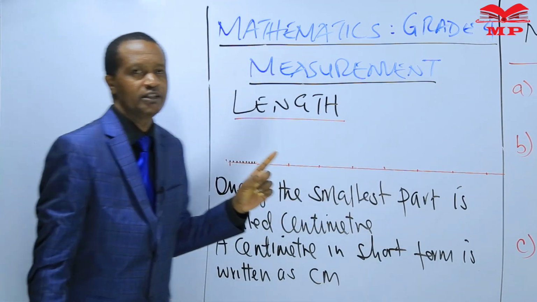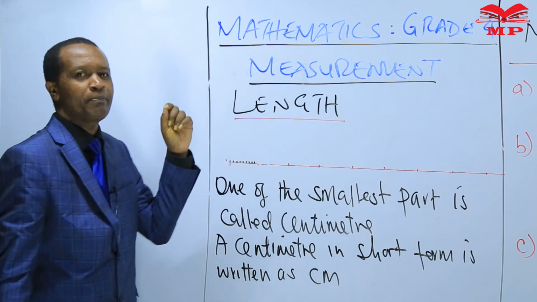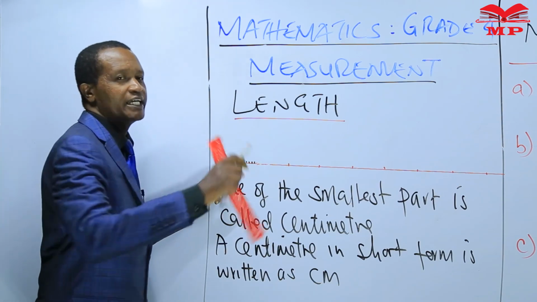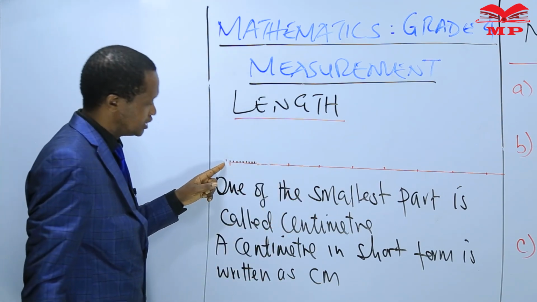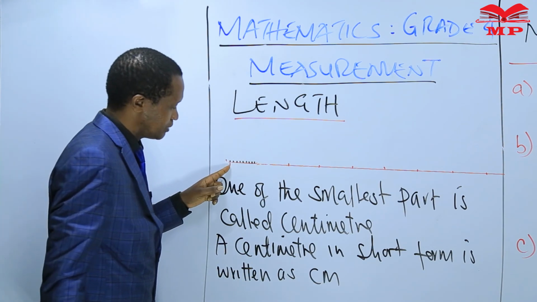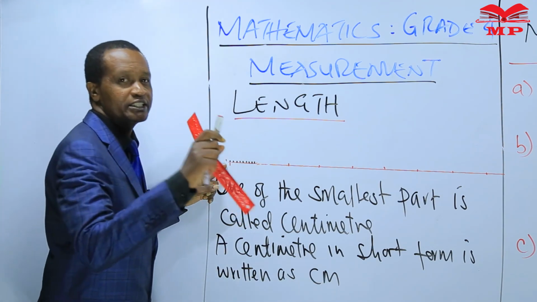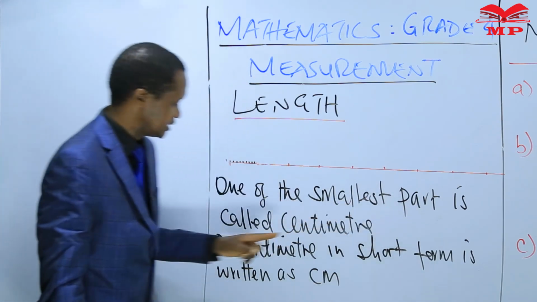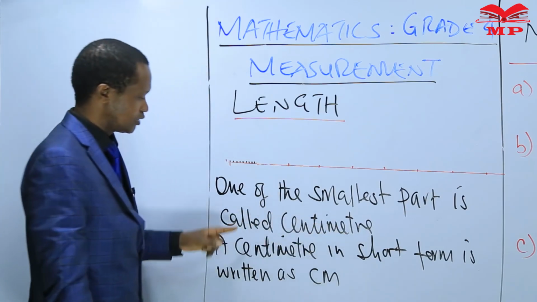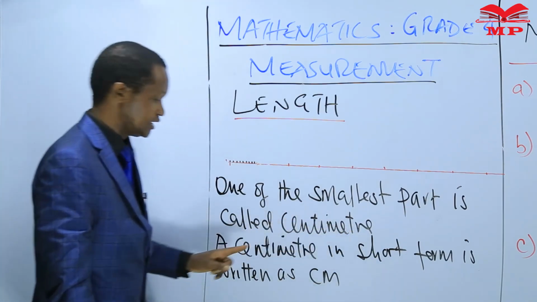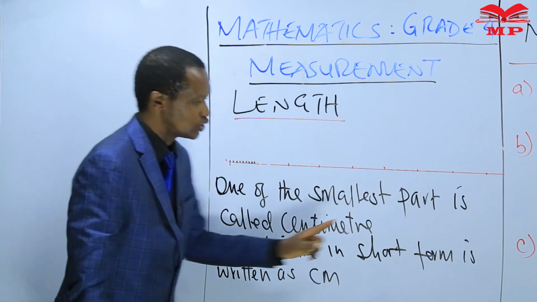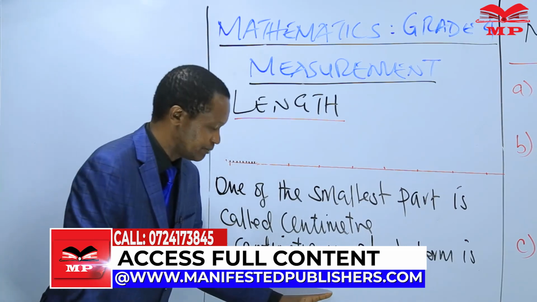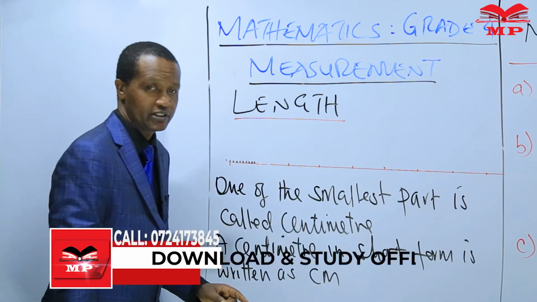Then we said that one of the smaller parts, this one here, is called a centimeter. From this point to the first part here is known as a centimeter. One of the smallest parts is called a centimeter. Then we said that a centimeter in short form is written as cm. That's what we learned today.